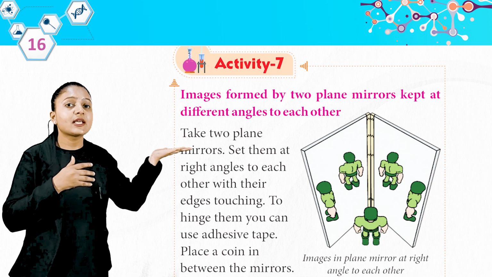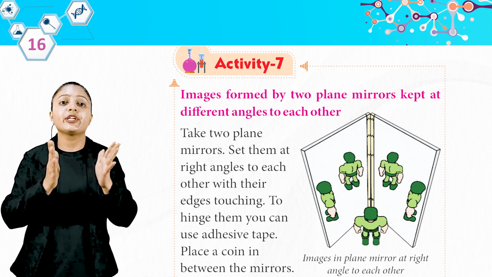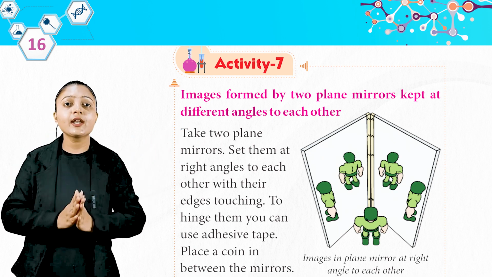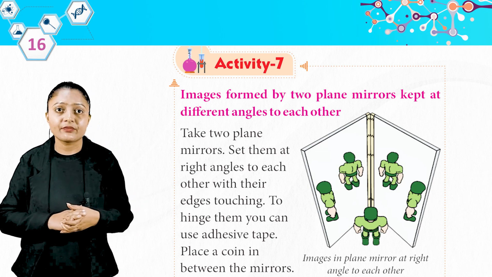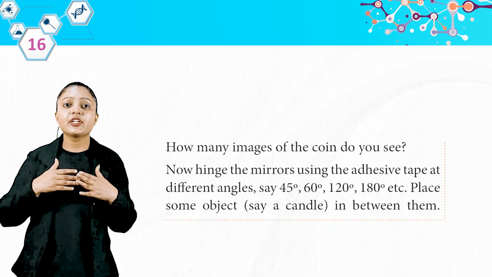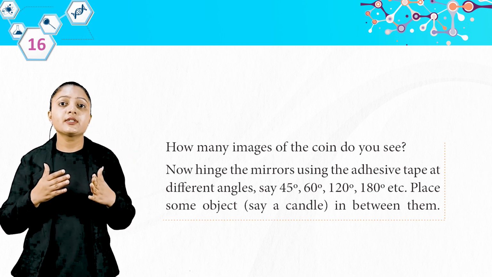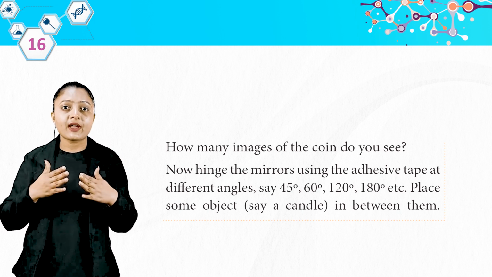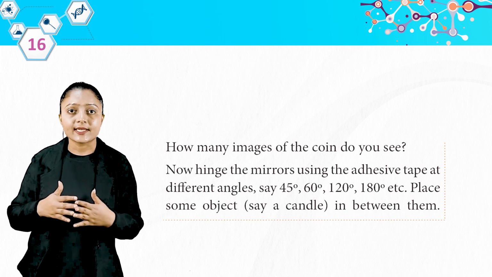Activity 7. Images formed by two plane mirrors kept at different angles to each other. Take two plane mirrors, set them at right angles to each other with their edges touching. To hinge them, you can use adhesive tape. Place a coin in between the mirrors. How many images of the coin do you see? Now, hinge the mirrors using the adhesive tape at different angles, say 45 degrees, 60 degrees, 120 degrees, 180 degrees, etc.